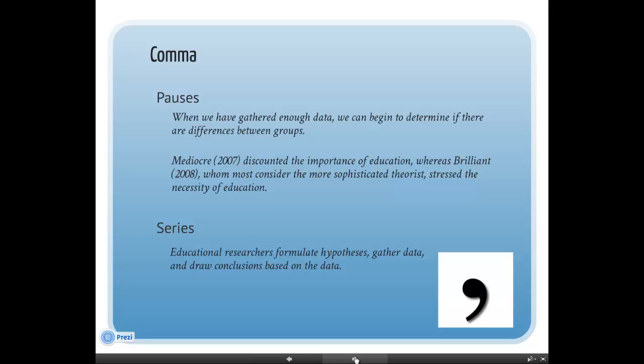In addition, APA style requires a comma after the second to last item in a series of 3 or more items, that is, the item before "and." Educational researchers formulate hypotheses, gather data, and draw conclusions based on the data. Note that there is a comma after the first use of "data."